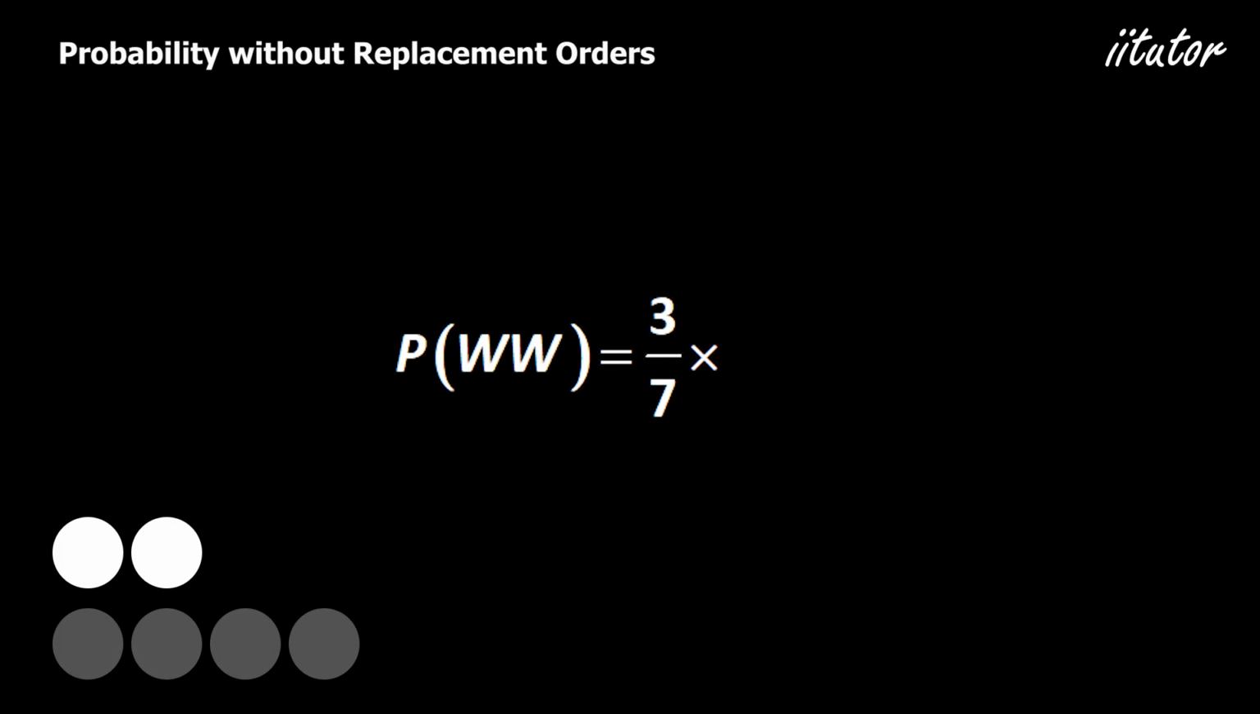I'm not going to replace it. I'm going to just keep it. I'm going to put it inside the hat. I'll have 1 less white ball, which makes 2 white balls left, and I only have 6 left to choose from. So that's the first pick and that's the second pick. And therefore you multiply together to get 1 on 7.